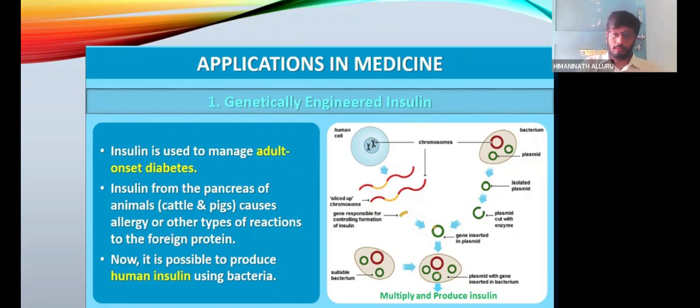And there were problems associated with that. The quantity was also very less. More and more people could not be given this insulin. Second, those who were given insulin also developed allergic and other kinds of reactions, because it is definitely a foreign protein.